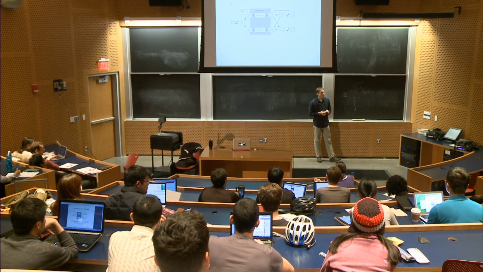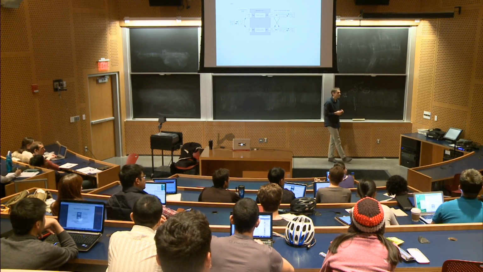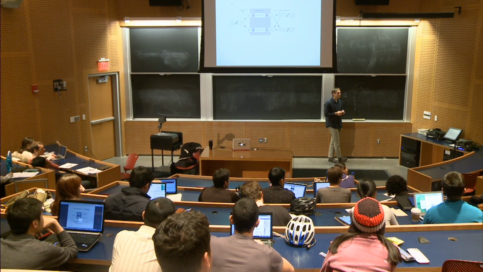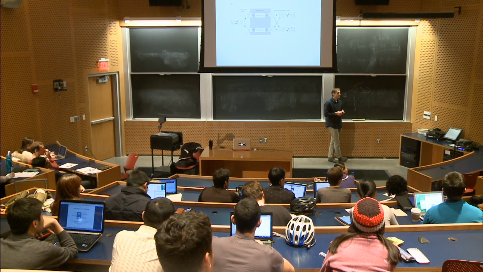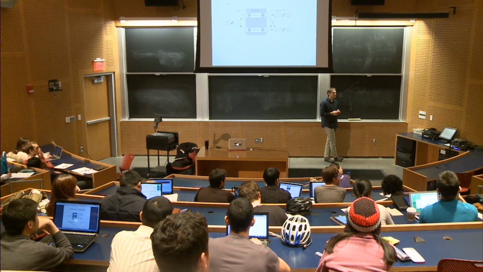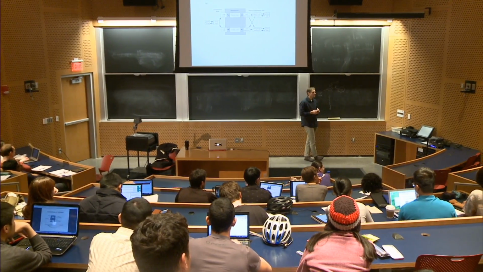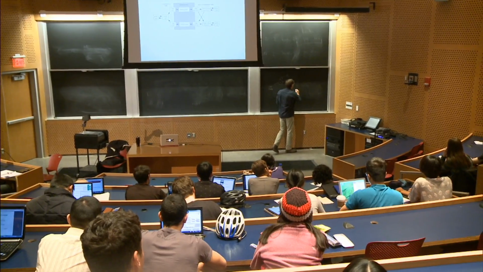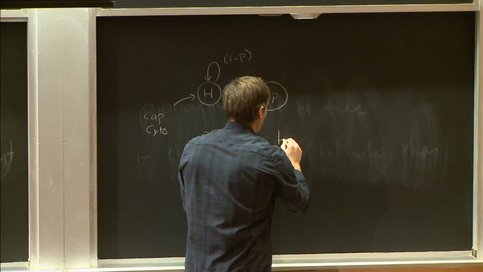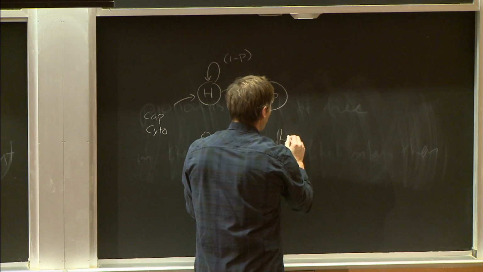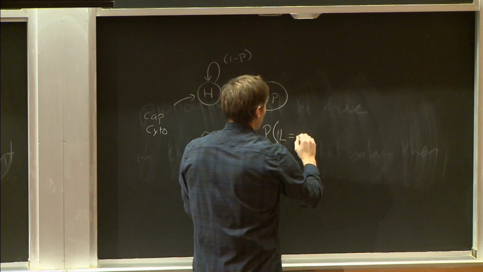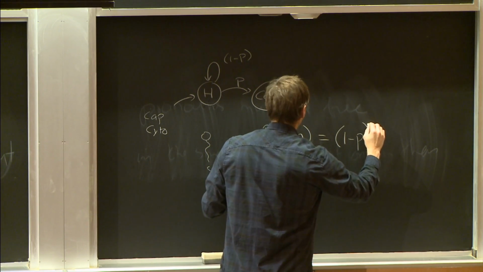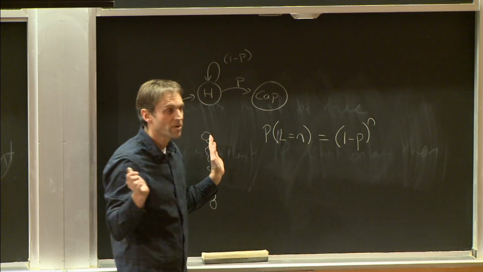Binomial. Binomial? Okay, can you explain what? Because the helix of length n would occur like 1 minus p to the n power. Okay, so a helix of length n, so the probability that, say, let's call it L, the length of a helix, equals n is 1 minus p to the n, right? Is that binomial?